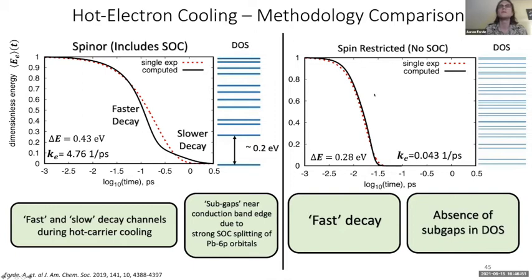And then comparing that to the calculation with no spin-orbit coupling, you can see that the relaxation is much, much faster, like an order of magnitude, which is due to the absence of the large subgaps in the density of states.